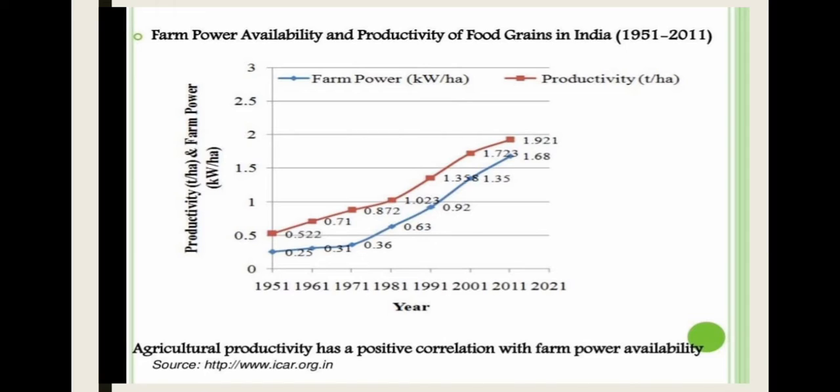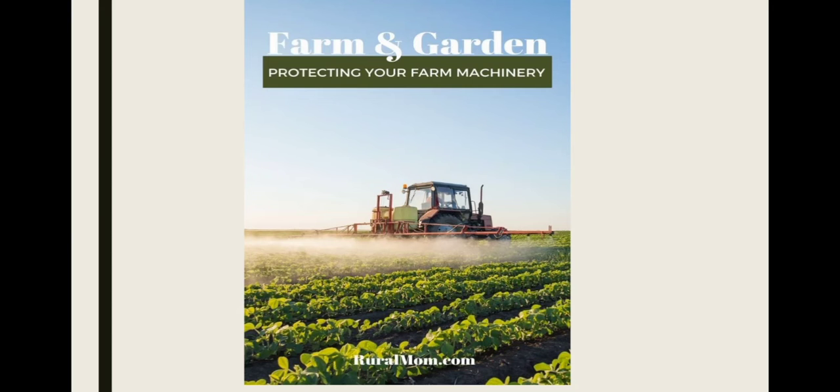So this is a graph for the years 1951 to 2011. In this, the red line shows the productivity and the blue line shows the farm power. As we increase the farm power, the productivity also increases. So this shows a positive correlation with farm power availability. This is a linear relationship, meaning if we increase farm power then we increase the productivity also.